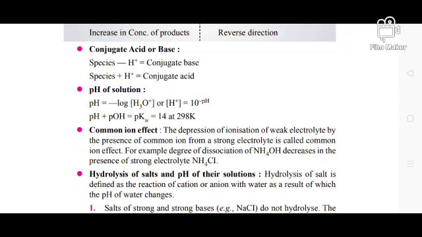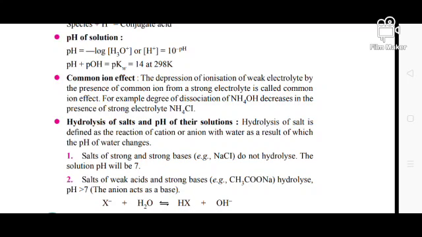After that, the pH of a solution. What is the pH of a solution? The pH of a solution is the negative logarithm of the hydrogen ion concentration. Generally, pOH and pH when added together form 14 at 298 Kelvin.